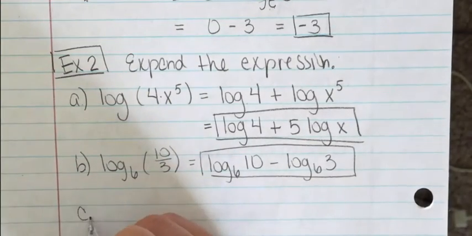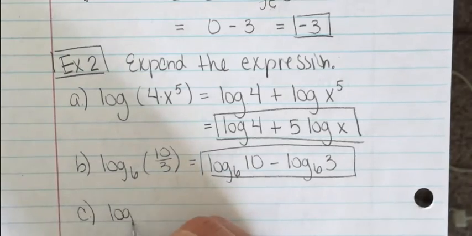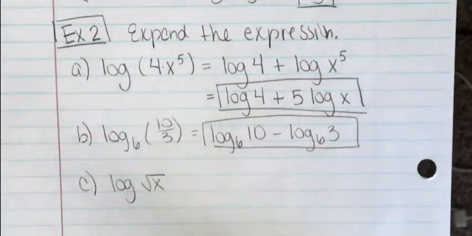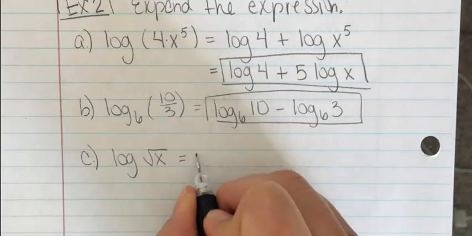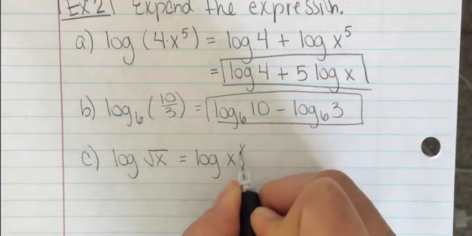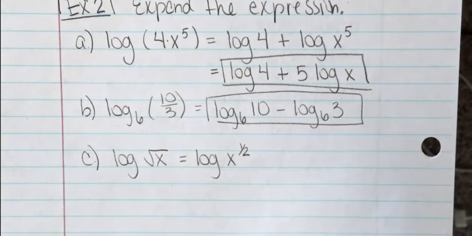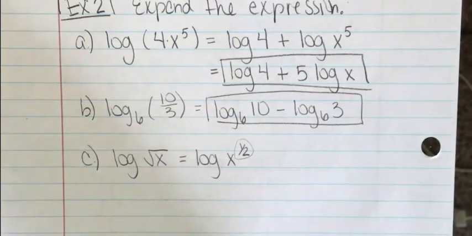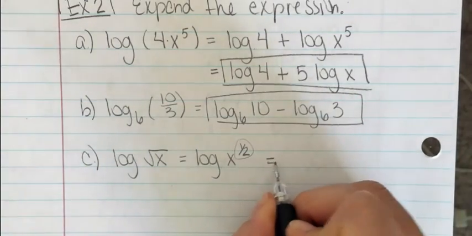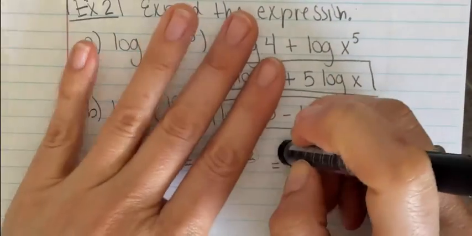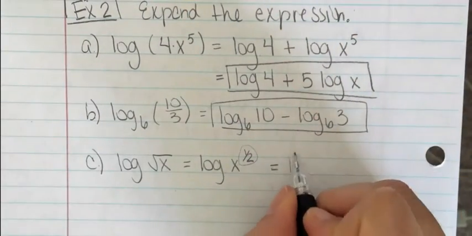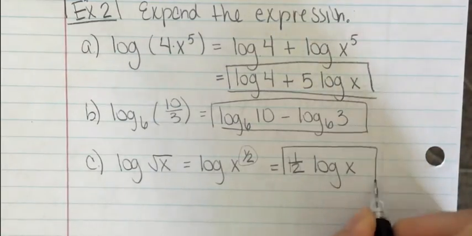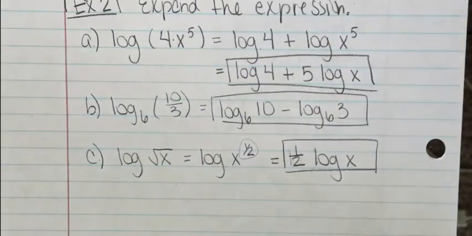All right, let's do one more of those types. Log of the square root of x. Well, remember, the square root of x is really like x to the 1/2 power. So how can I deal with this using my properties? Well, I notice I've got a power, so I can bring that power down. So we're going to have 1/2 log of x. That's as expanded as it's going to get.